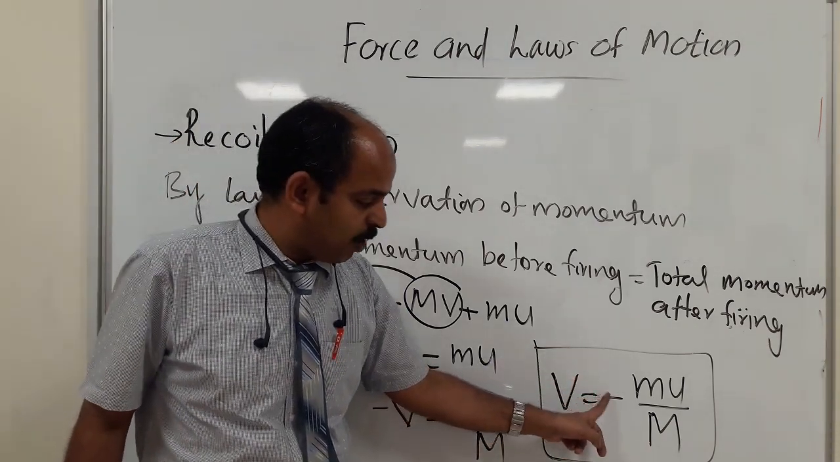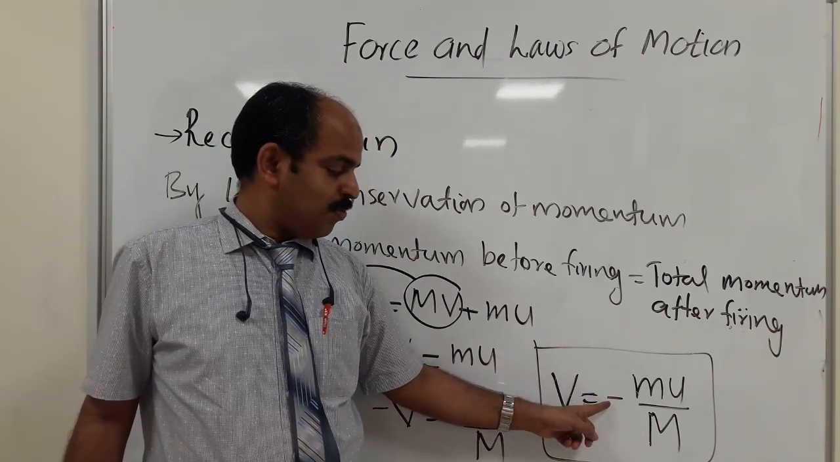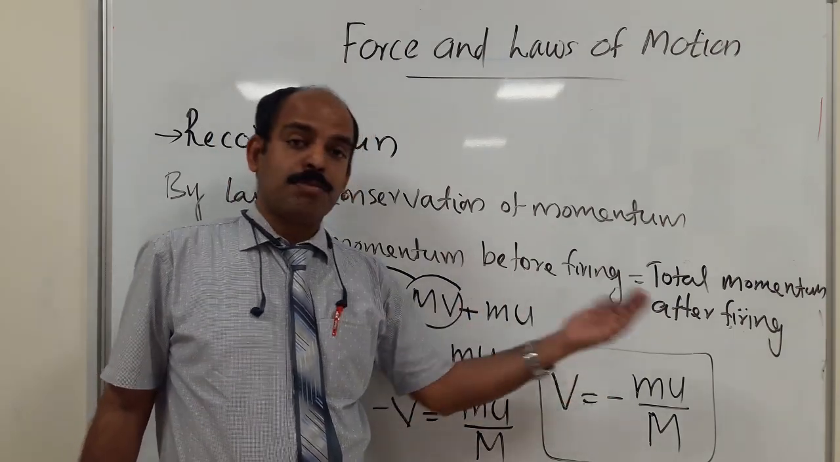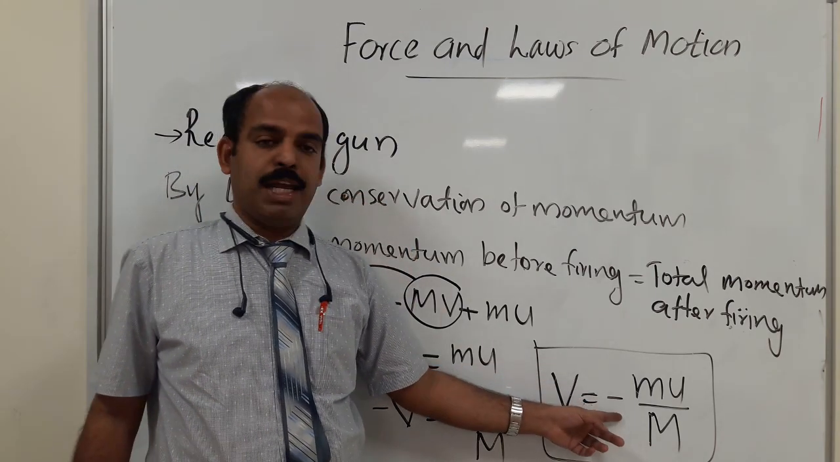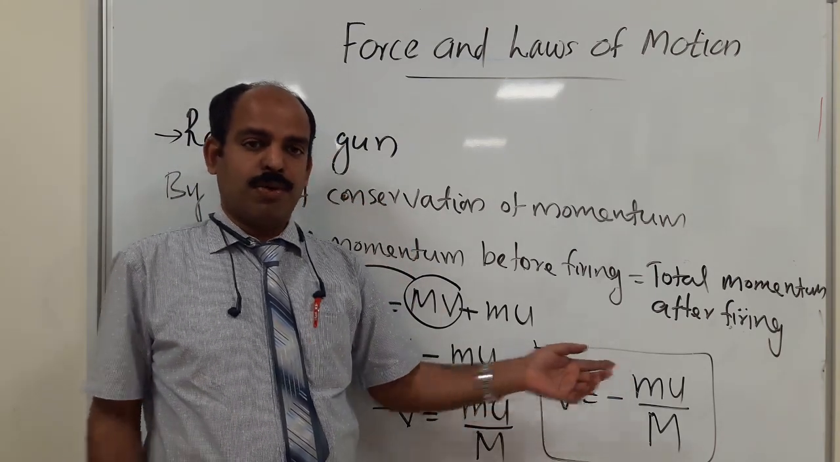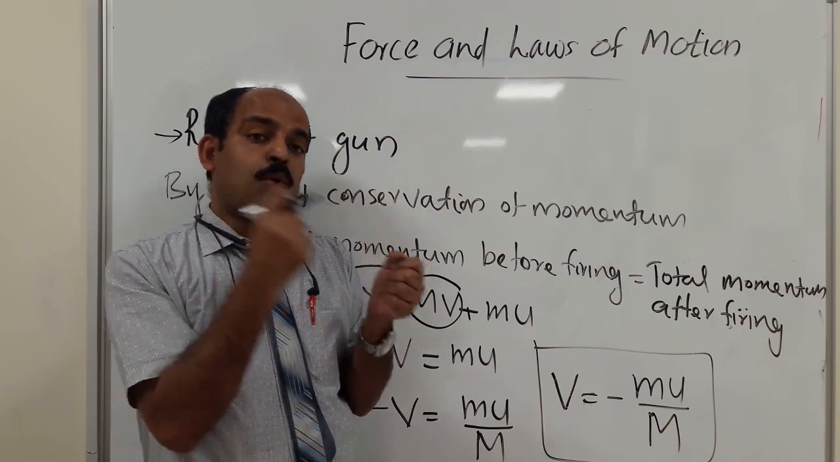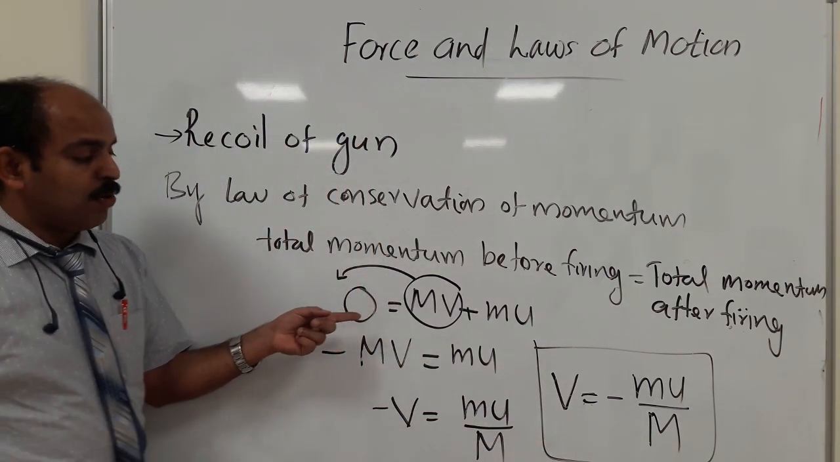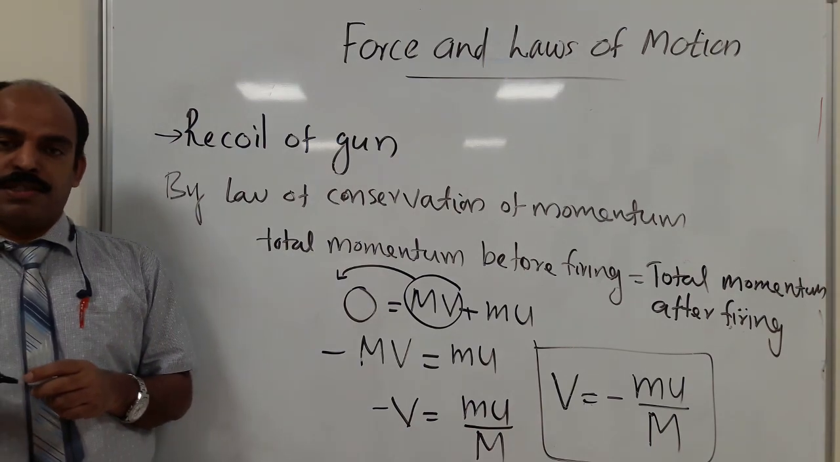So here you can see that one minus sign. What does it indicate? The minus sign indicates that the gun is moving backward. The velocity is in a backward direction, that is why it is minus. So it is the opposite of the movement of the bullet. So this is known as recoil velocity.